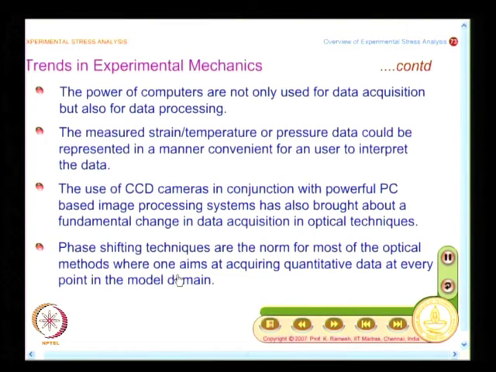So, what you find now is that techniques known as phase shifting techniques have come into place, and they are the norm for most of the optical methods, where one aims at acquiring quantitative data at every point in the model domain. This was unthinkable earlier. To record intensity, they had a photomultiplier tube that had to be moved over the model domain, and you had to process data, which was time consuming.